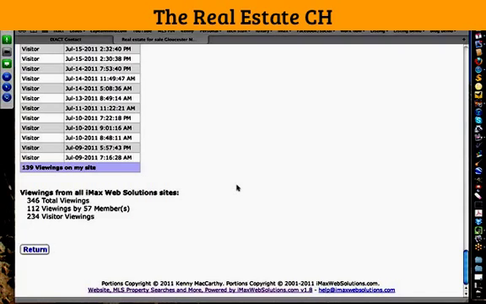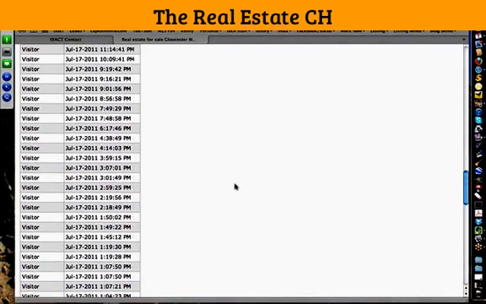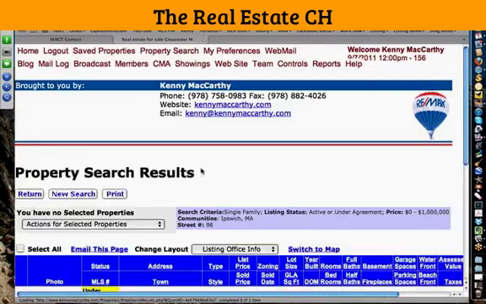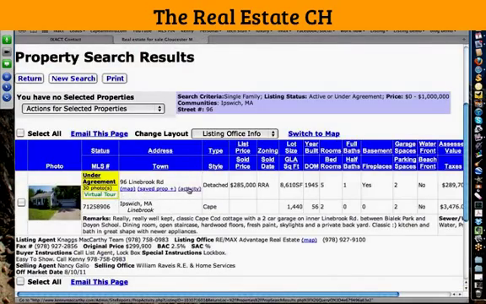And when I'm showing this to a potential listing client, it's just a really great way for me to be able to prove that I track things on my website. So that's one way to get the property activity report, and that's by clicking that little button that I showed you underneath here. It says activity.